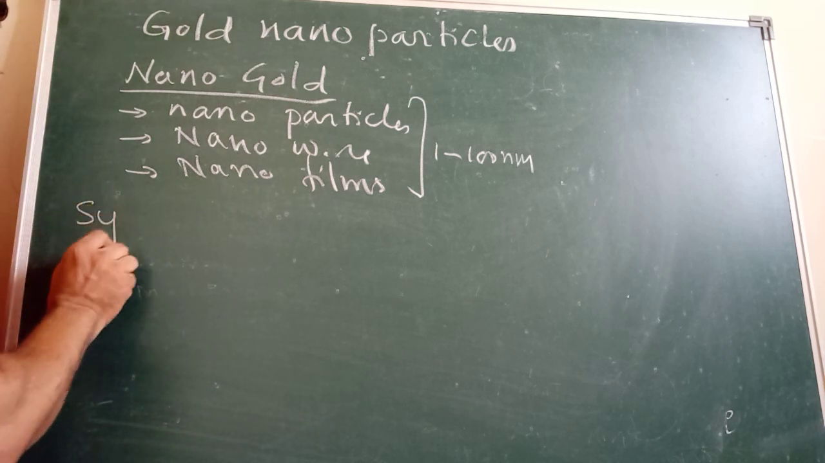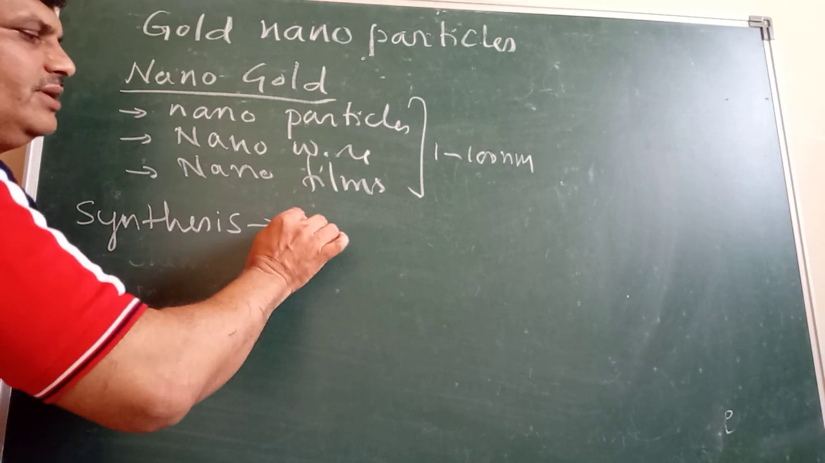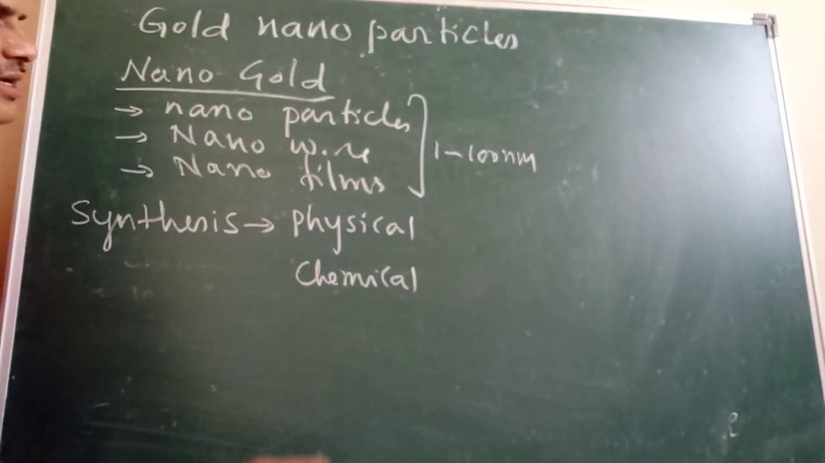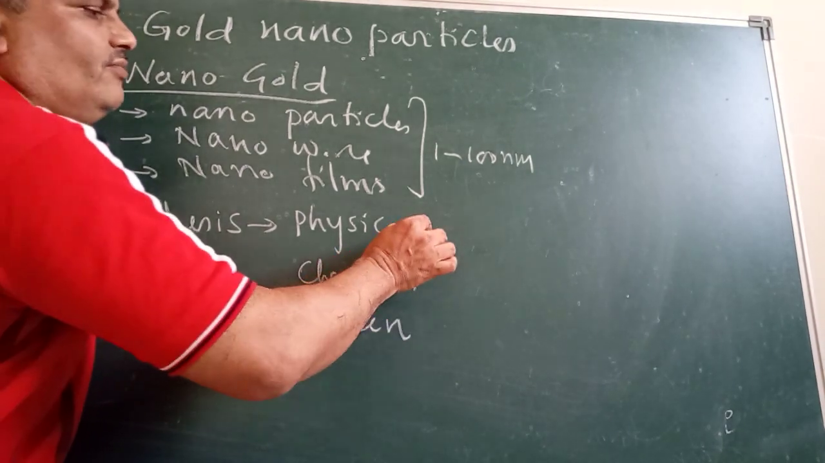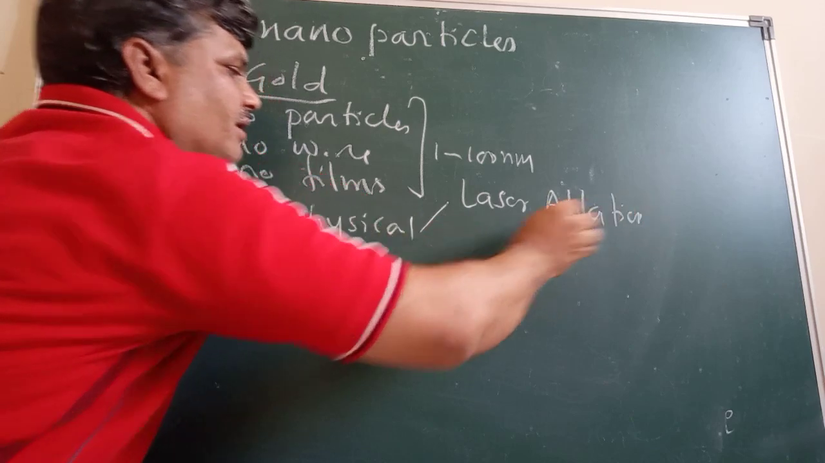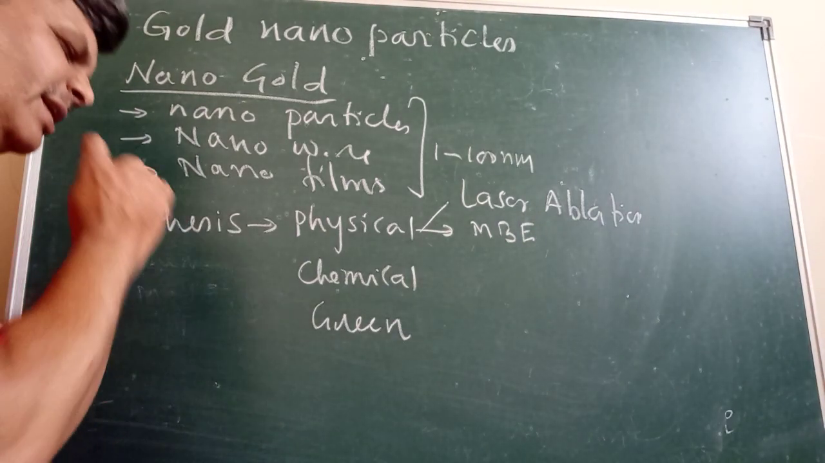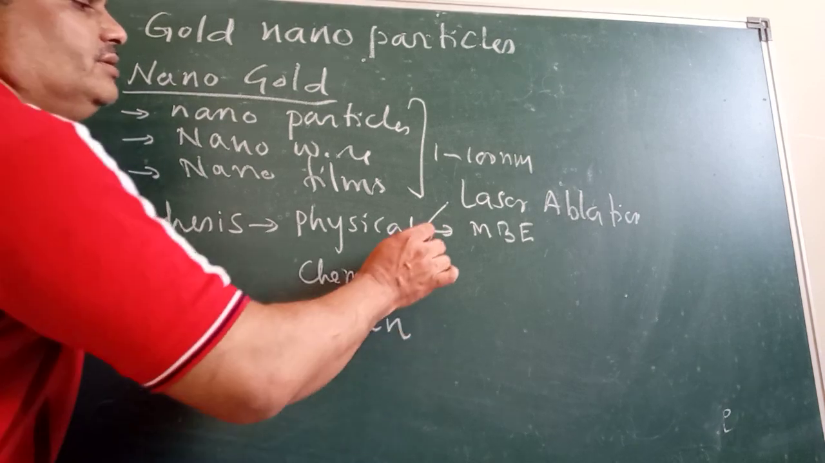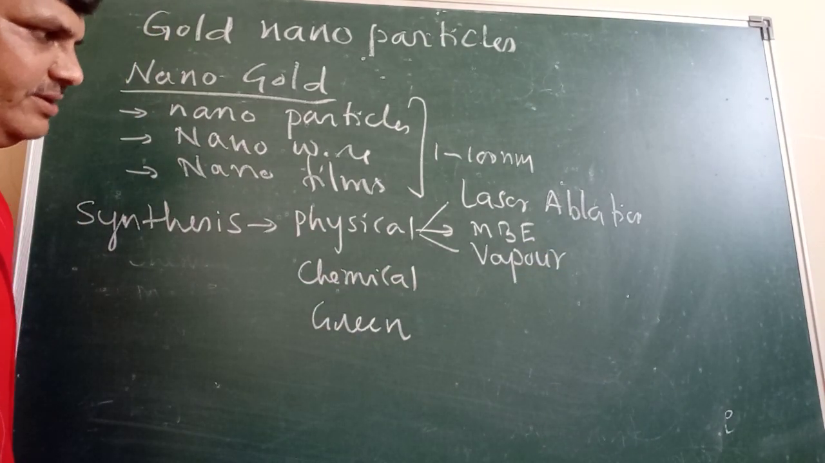How to synthesize? The methods of synthesis: gold is synthesized by physical methods and chemical methods, and within chemical there is also the green synthesis method. In the case of physical methods, we have laser ablation, molecular beam epitaxy, and some other methods. There are also other physical vapor methods by which we can synthesize the nanomaterial.